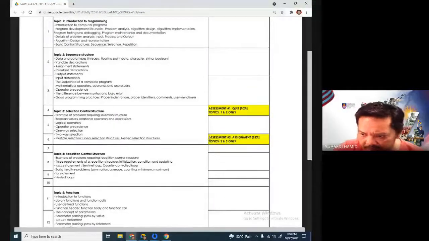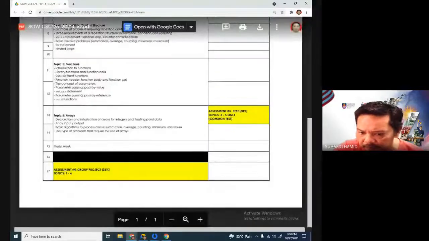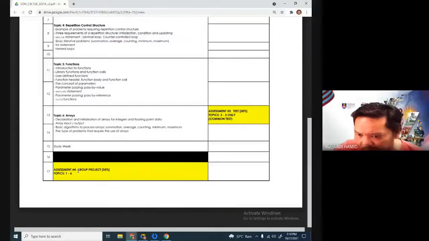But then again, they have moved over the assessment number 2 slightly earlier so that you can have plenty more time later on when you have to work on the assessment number 4, which is a group project. And apparently the group project will carry more marks and requires plenty more effort from all the group members.